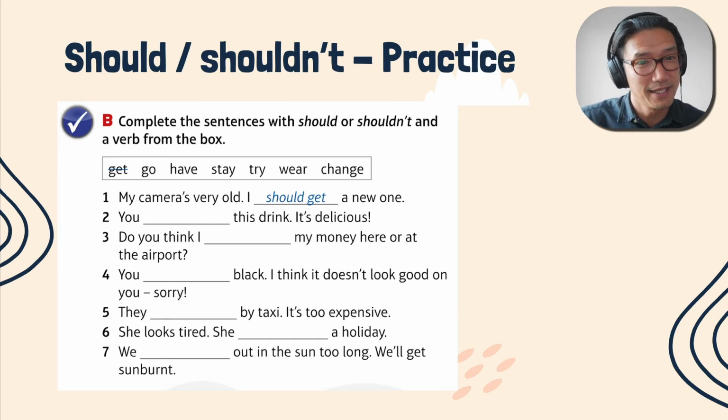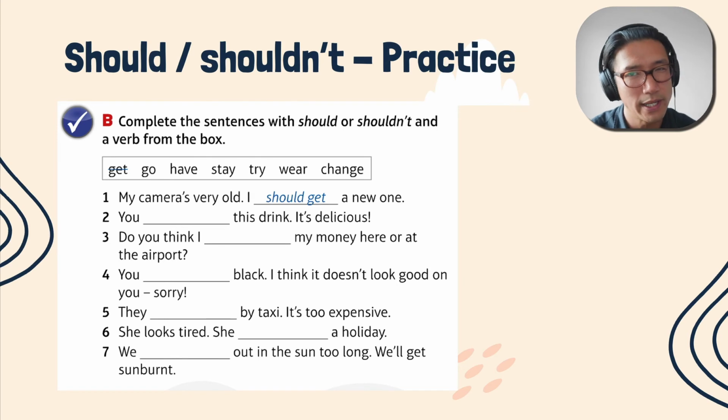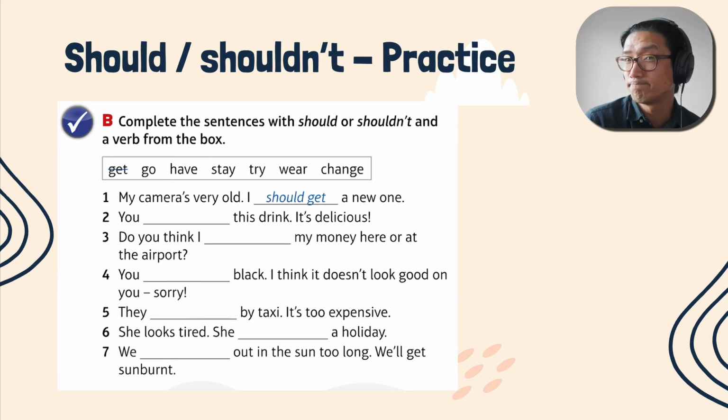Okay, the next practice is still on page 149. It's letter B. Complete the sentence with should or shouldn't and a verb from the box. So we have these verbs: get, go, have, stay, try, wear, change. And what form of the verb will we be using? The infinitive form, not with to, though. I don't like that word infinitive. I call it verb 1.